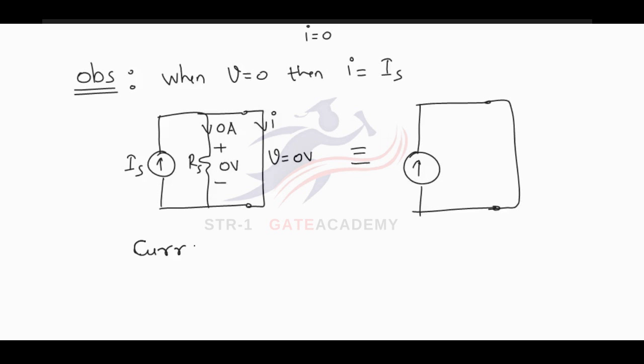Current always chooses low resistance path. This is very important. This is also used extensively in the problems, and this analysis is very important.